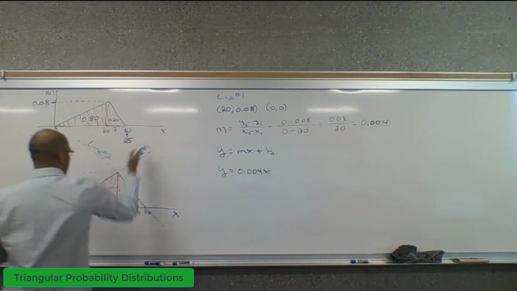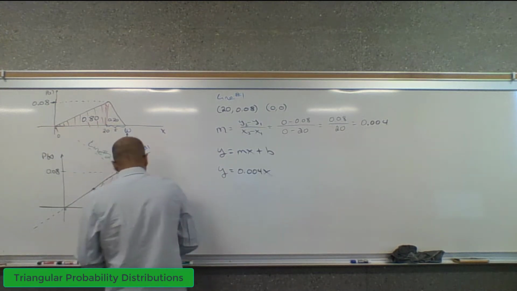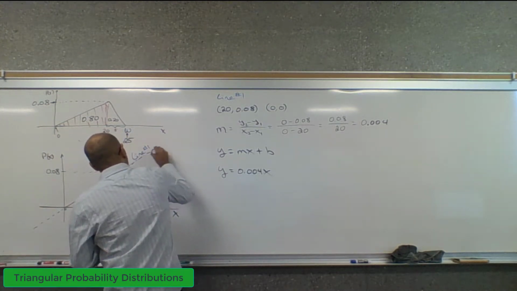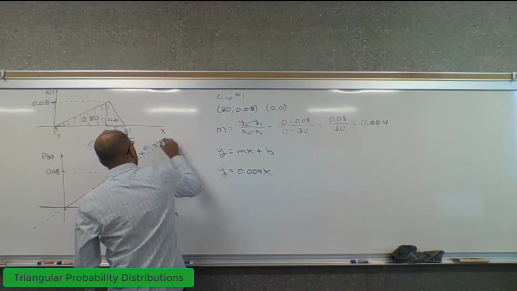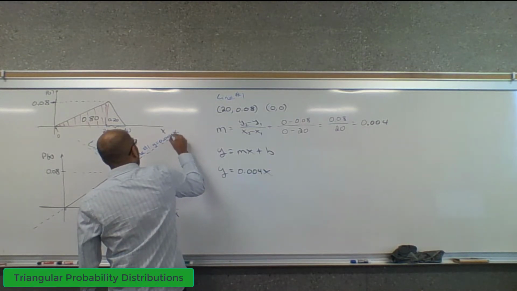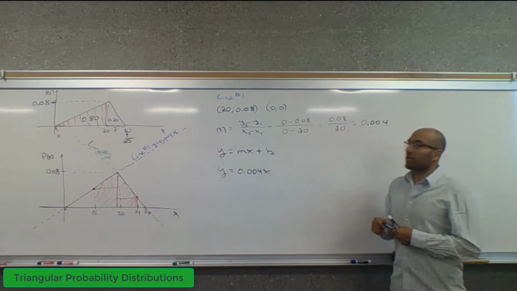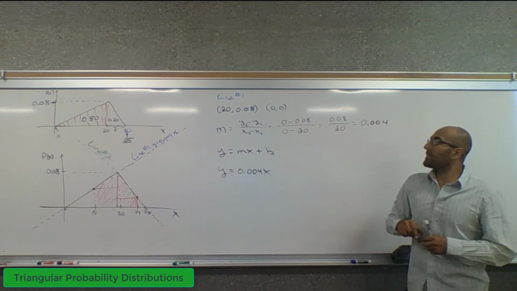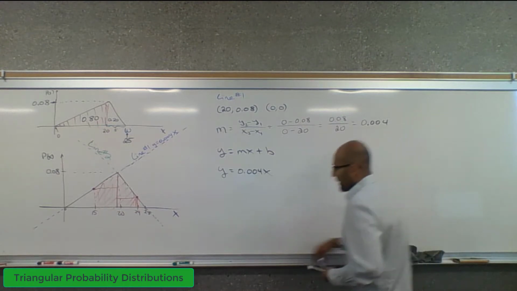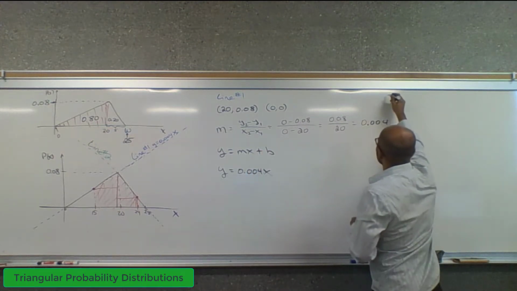Going over here, this line right there is y equals 0.004x. One down, one to go. Now I've got to find the green line, line number 2.